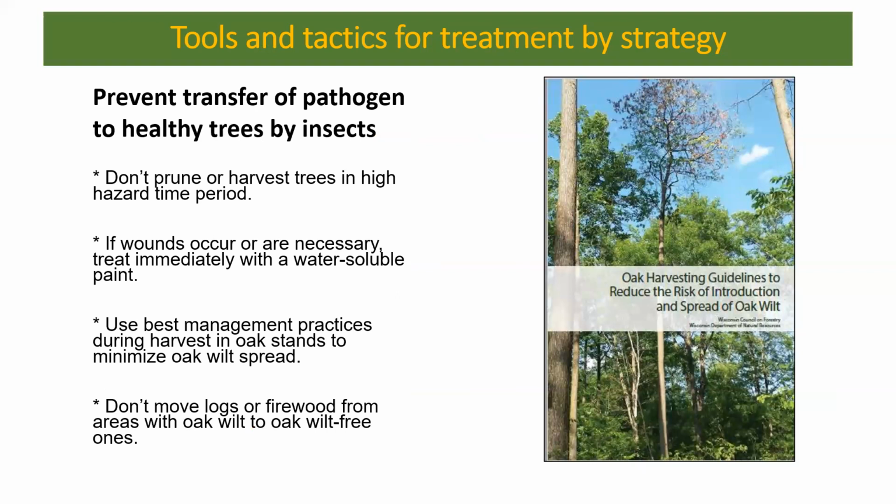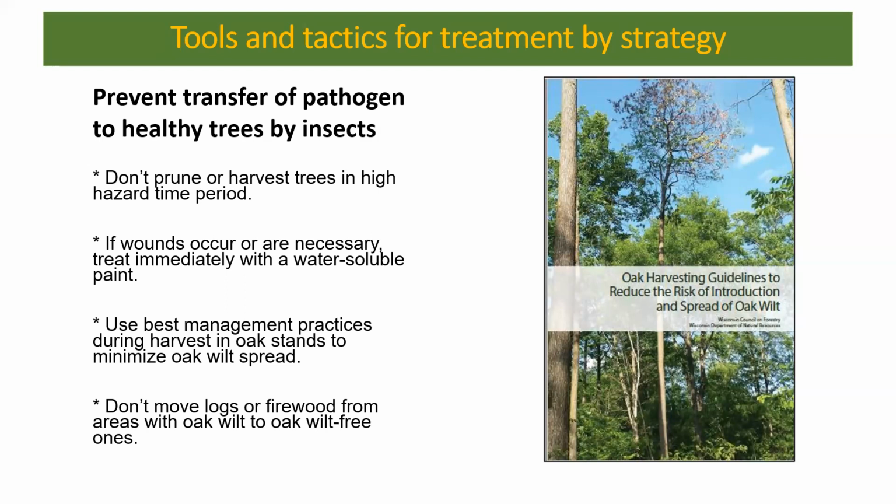So let's start with preventing the transfer of the pathogen to healthy trees by insects. Most of these points that I've made here of actions we can take involve nitidulid beetle transmission. The oak bark beetles, and research I've done in Minnesota, Wisconsin, Iowa, we think oak bark beetles are of minor importance in transmitting the fungus. So just keep that in mind if you're from a different area, that these are primarily for nitidulid beetle transmission. In these cases, don't prune or harvest trees in the high hazard time period, and that is late winter to midsummer in general. It depends on how far south or north you are.